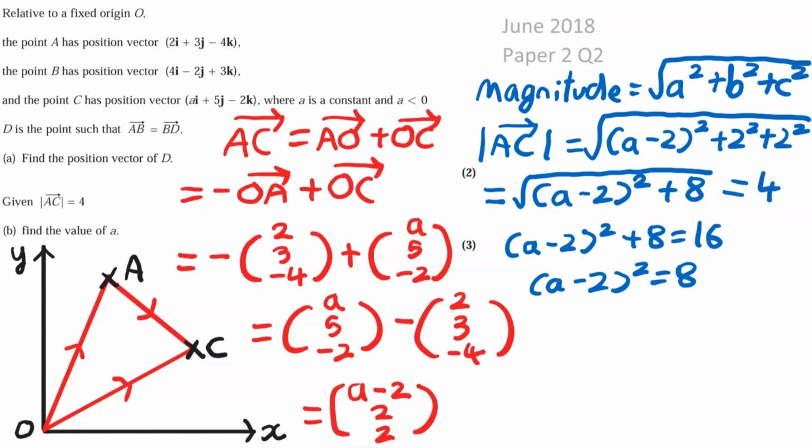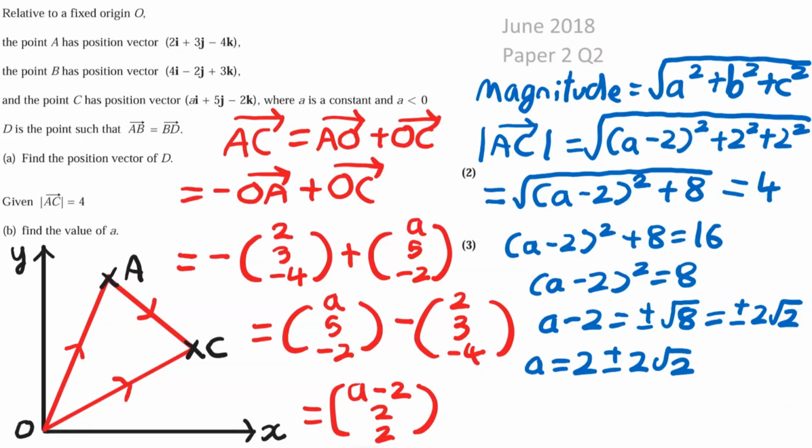Then we can square root both sides, so we get that a minus 2 is equal to plus or minus root a. Remember the plus or minus, that's important. Root a is equal to 2 root 2. So that means that a minus 2 is equal to plus or minus 2 root 2. Move this minus 2 onto the other side, so we get that a is equal to 2 plus or minus 2 root 2. So that means there are two possible answers for a. a is equal to 2 plus 2 root 2, or a is equal to 2 minus 2 root 2, okay?